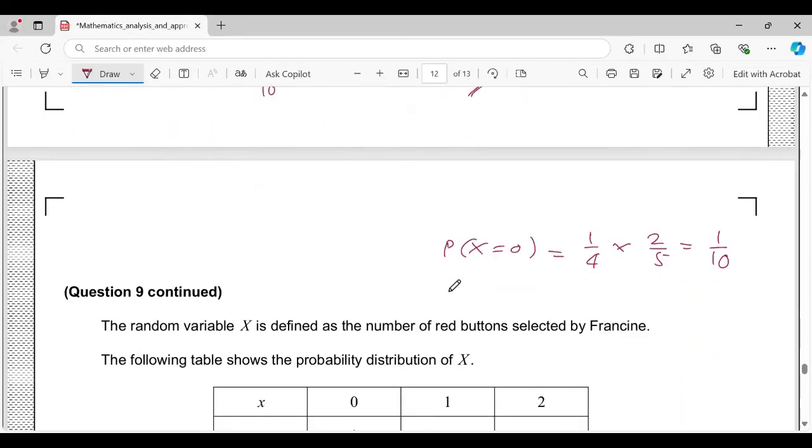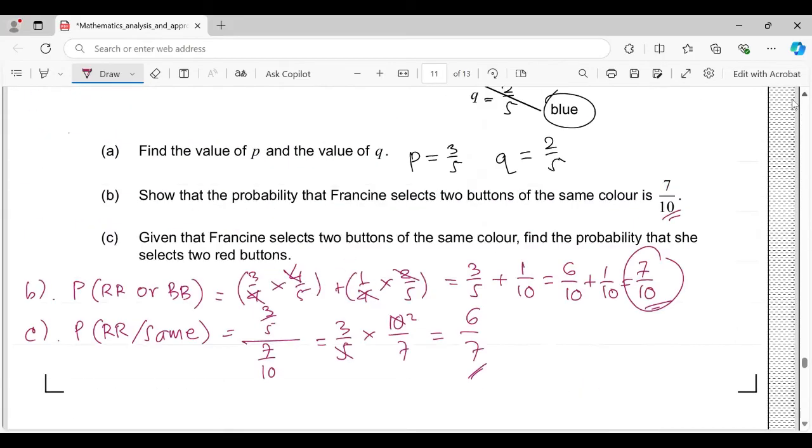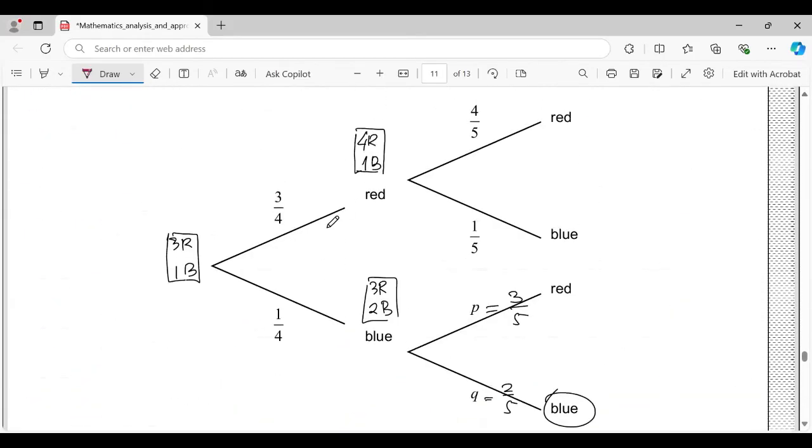And probability x equals 1, it means 1 red. If 1 red, 1 red equals 3 over 4, multiply 4 over 5. That is 1 red. And then 1 over 4 multiply 3 over 5. That is 1 red.